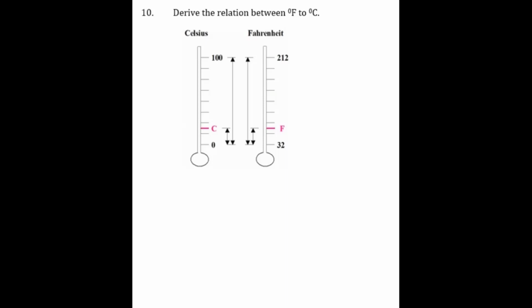Exercise number 10. Derive the relation between degree Fahrenheit to degree Celsius. We can derive this by using interpolation. Interpolation is the determination or estimation of the value of f of x, or a function of x, from certain known values of the function. To know the steps of using interpolation, just follow the video.